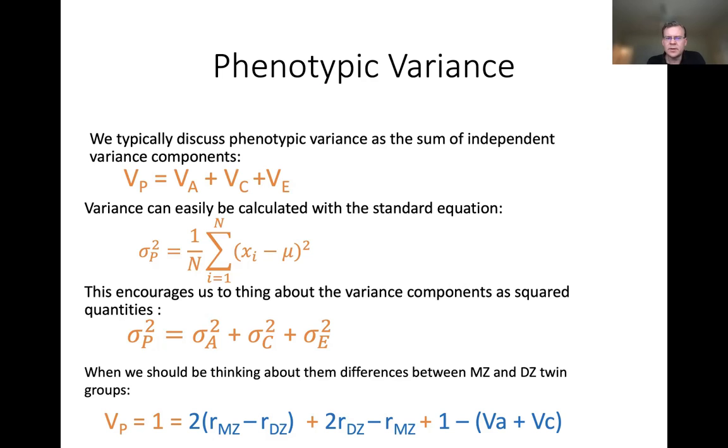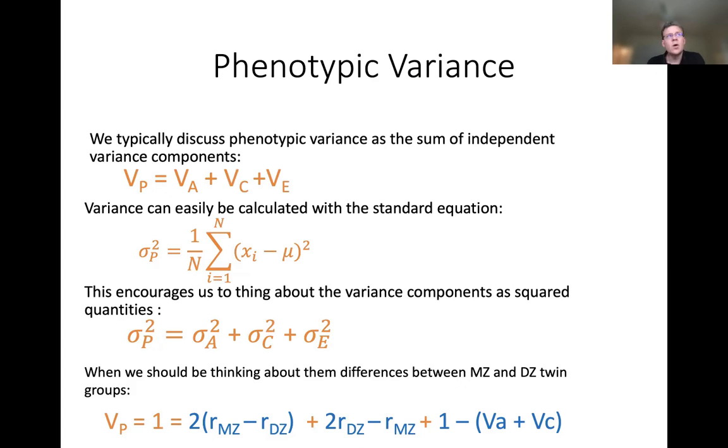This standard method of thinking about variances encourages us to think about variance components as squared quantities. So we could think of sigma squared P, or sigma squared phenotype, being equal to sigma squared additive genetic plus sigma squared common environmental plus sigma squared unique environment.